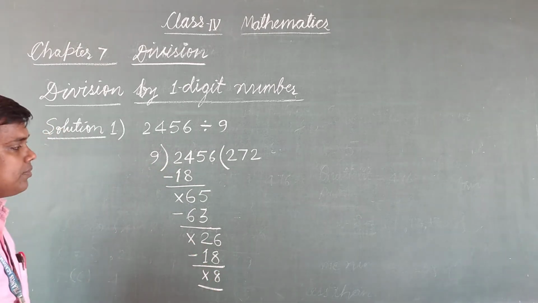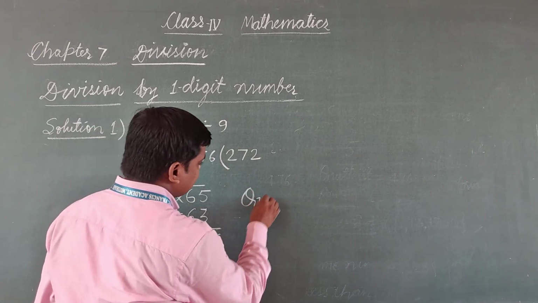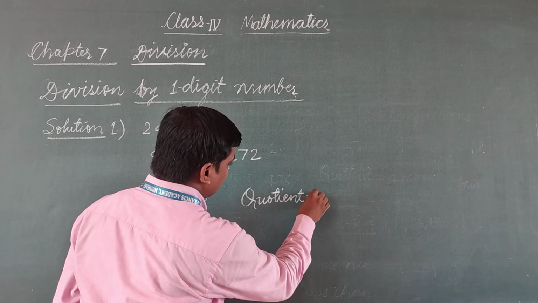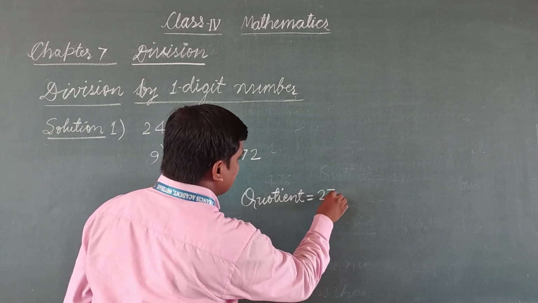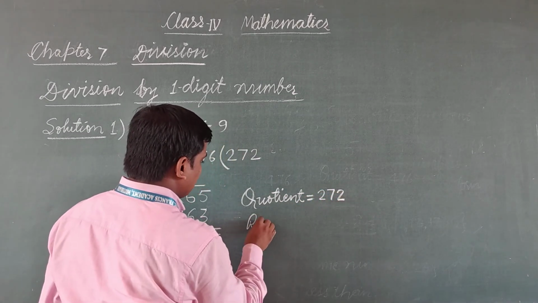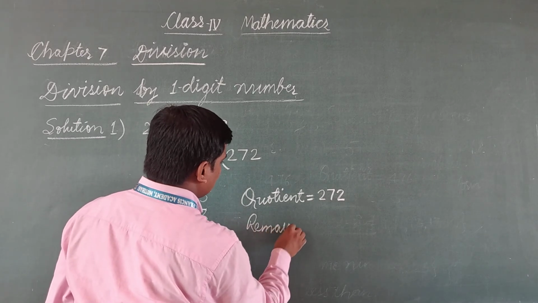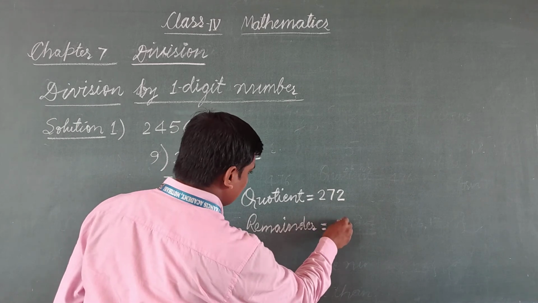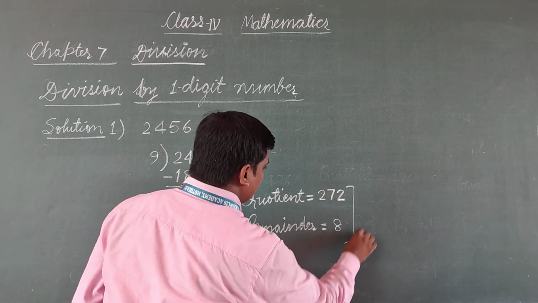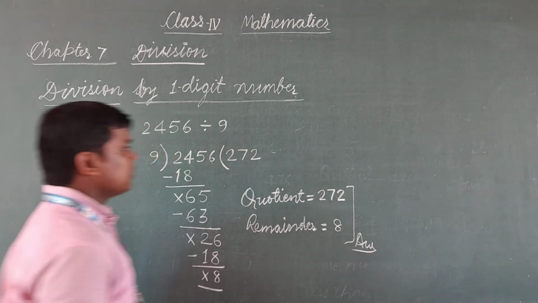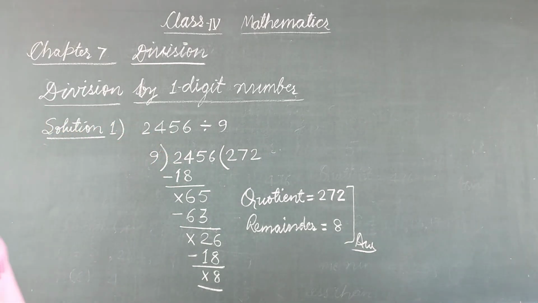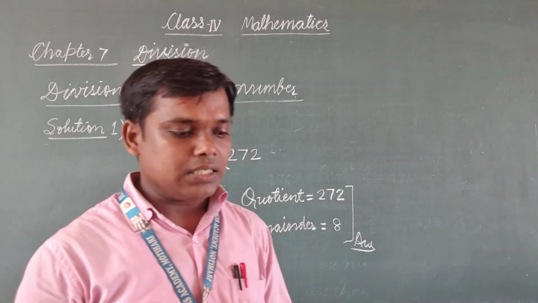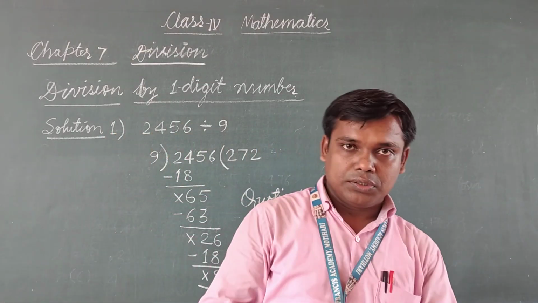So in this case, our quotient is 272 and remainder is equal to 8. This is our answer. So like this we will divide the numbers which is given in this exercise, that is exercise number 7.2.